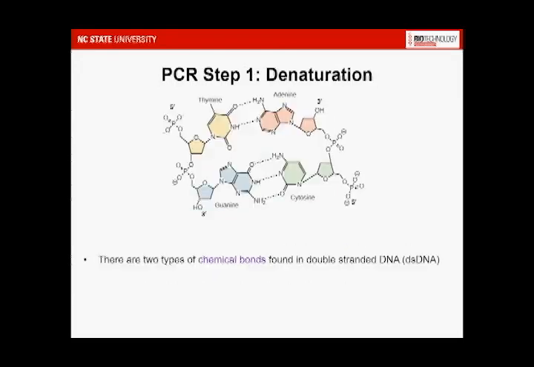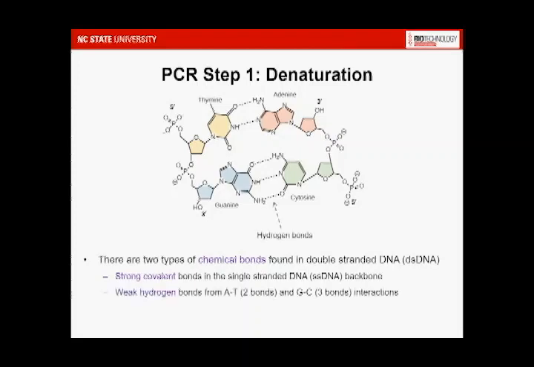Let's take a closer look at the denaturation step. There are 2 types of chemical bonds found in double-stranded DNA. Strong covalent bonds that hold the single-stranded DNA backbone together, and weak hydrogen bonds that are formed by the AT and GC interactions between two complementary single-stranded molecules. It is the cumulative strength of these many hydrogen bonds that normally holds complementary DNA sequences together.